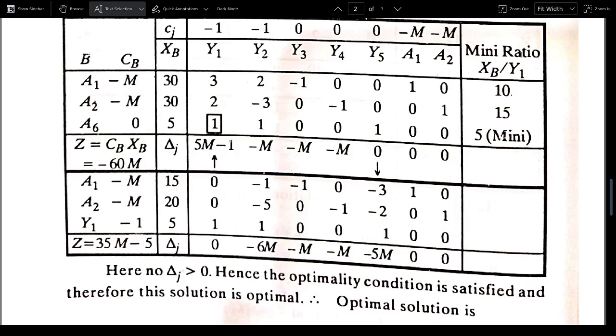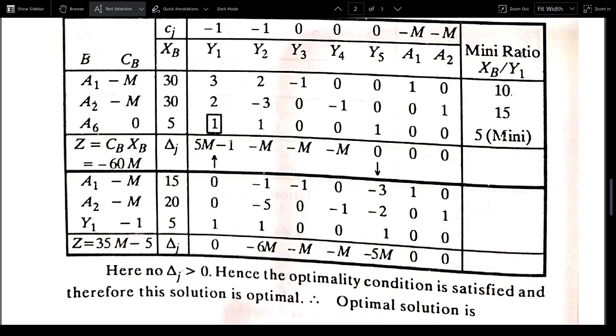So here in the final simplex table, all delta J are less than or equal to 0. But here we cannot eliminate M from Z, right? So an artificial variable is present in the basic solution. So here we write: the artificial vectors A1, A2 appear in the basis at a positive level, which immediately indicates the given problem has no feasible solution.